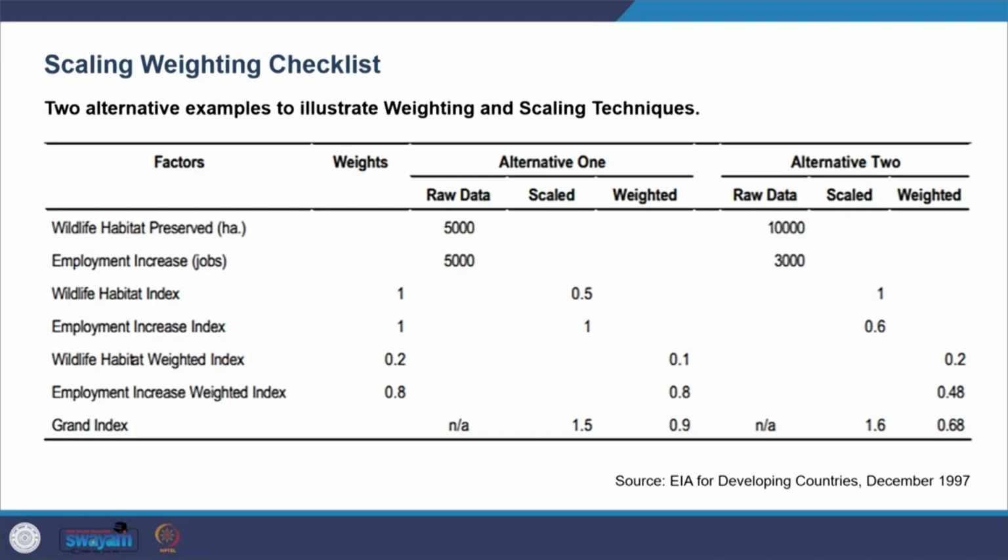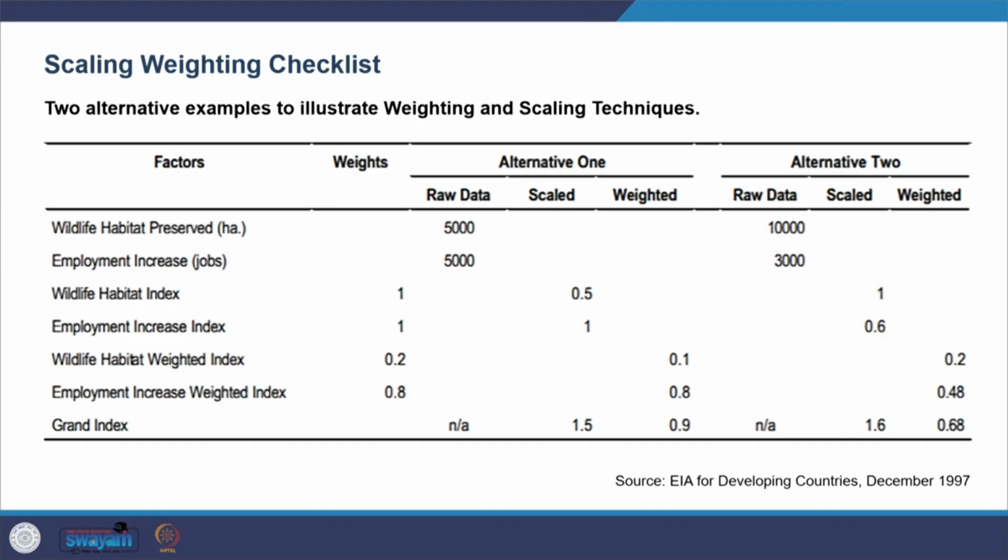Then you look at how much that comes to as per the scale, and you get the values 0.9 and 0.68. So you can see which value is higher and which is the more feasible option for you. That is how we look at the scaling and weighting method. So how do you scale it and how do you weight it?